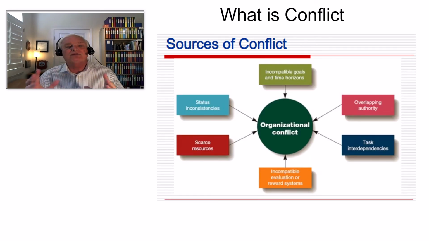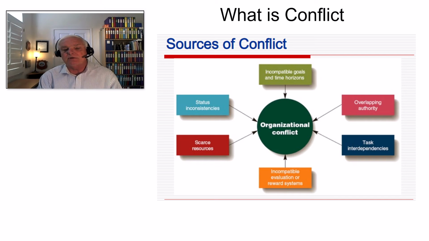Now, what are the sources of conflict? And there's a variety of them. You can see on the map that we've got here, you've got incompatible goals and time horizons. So if I give you an unrealistic objective that you have to do, that is going to cause you, I'll call it, conflict of some sort. Overlapping authority, where I have 2 people telling someone to do the same thing or do something different, and nobody knows who's in control.